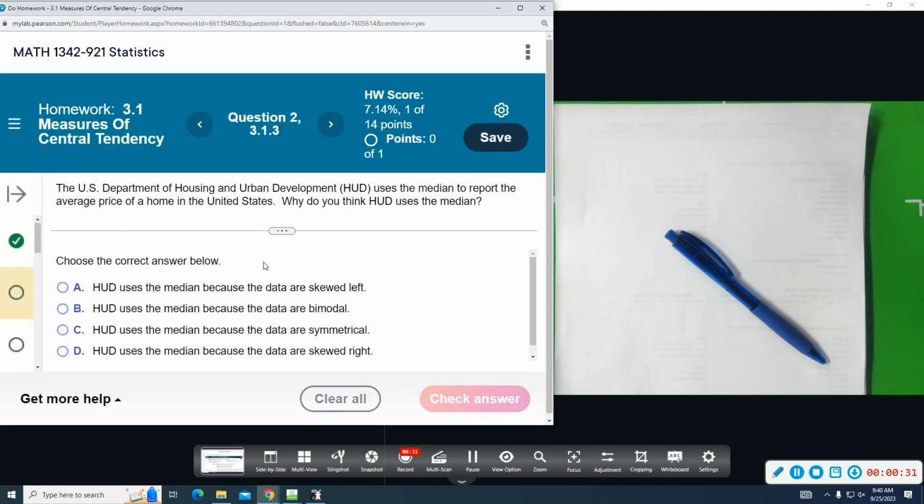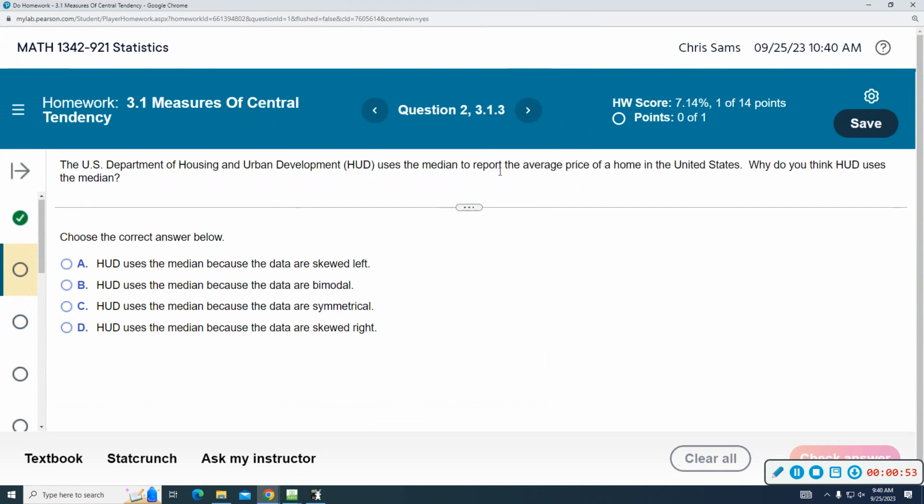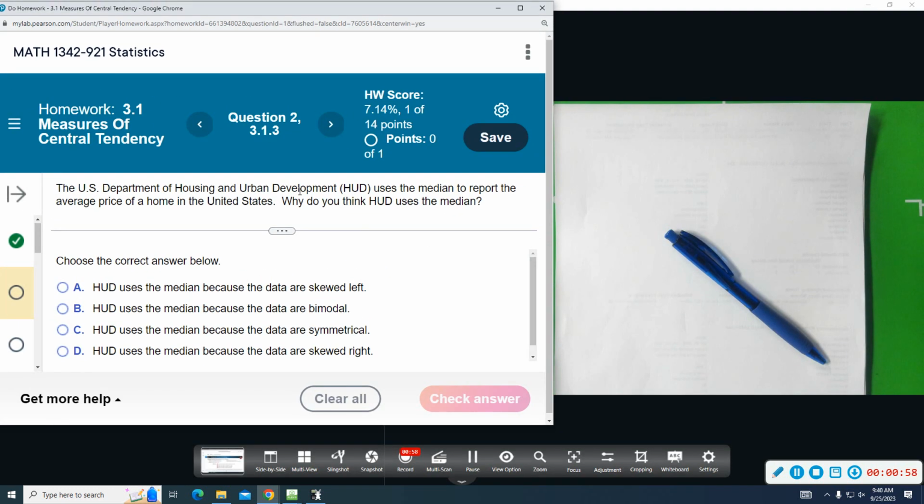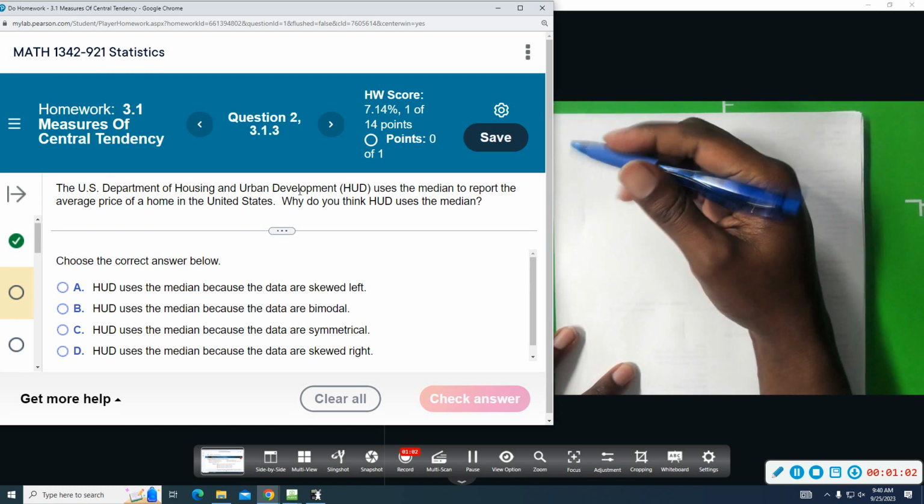Question 2. The U.S. Department of Housing and Urban Development, HUD, uses the median to report the average price of a home in the United States. Why do you think they use the median? It seems like we would need some data to see. Do we have a table or anything given? I guess if you know more about urban and whatnot. So we would need to see the data.